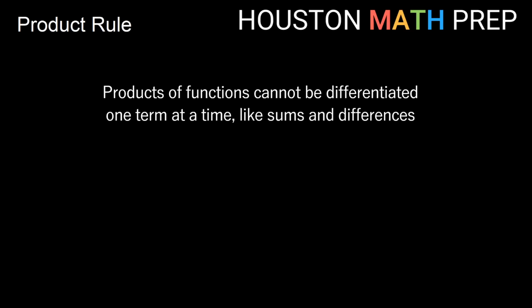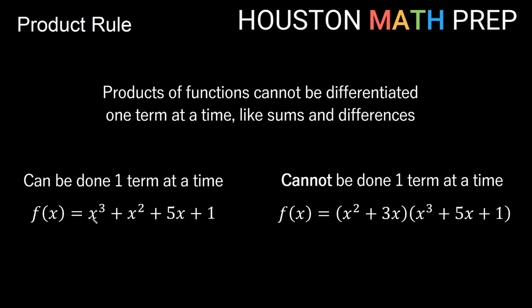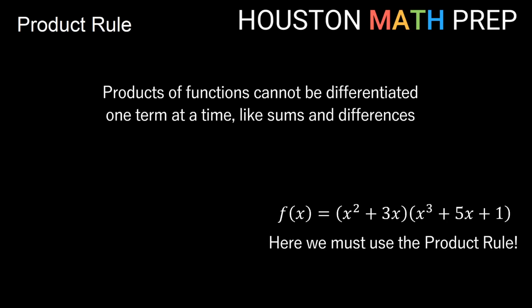So what we mean by this is so far you've been doing things like x cubed plus x squared plus 5x plus 1, just maybe going one term at a time and using something like the power rule. Here, we cannot do this one term at a time. I have a function of x times another function of x, and I can't just go through and take the derivative of each term and then multiply things that I get. So for something like this, what we'll need to do is use what we call the product rule.